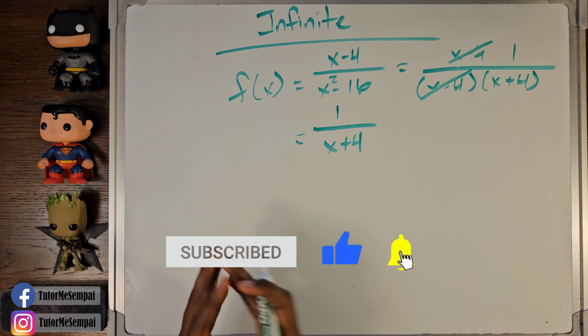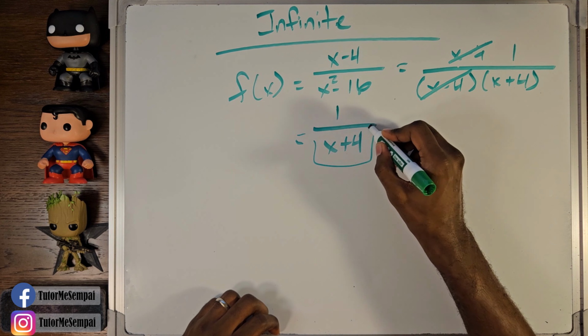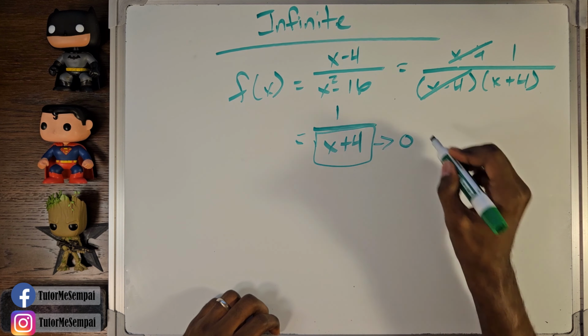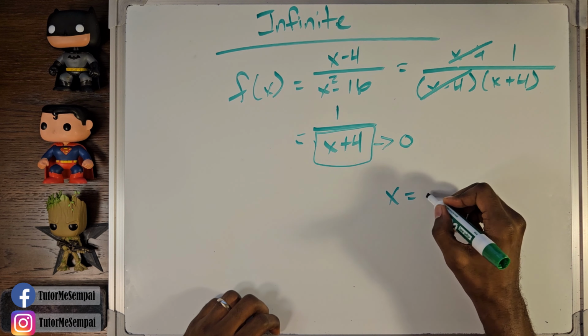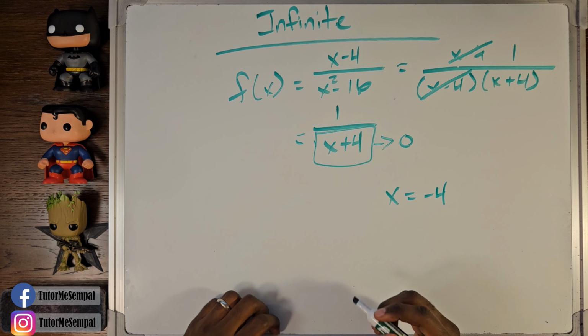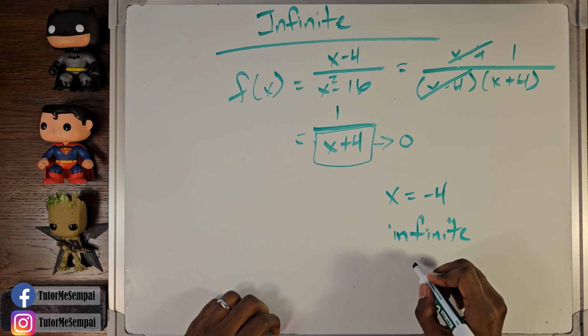So where is our infinite discontinuity? Well, our infinite discontinuity is going to be where this goes to 0. So how do we make that 0? By plugging in x equals negative 4. X equals negative 4 is going to give us an infinite discontinuity.